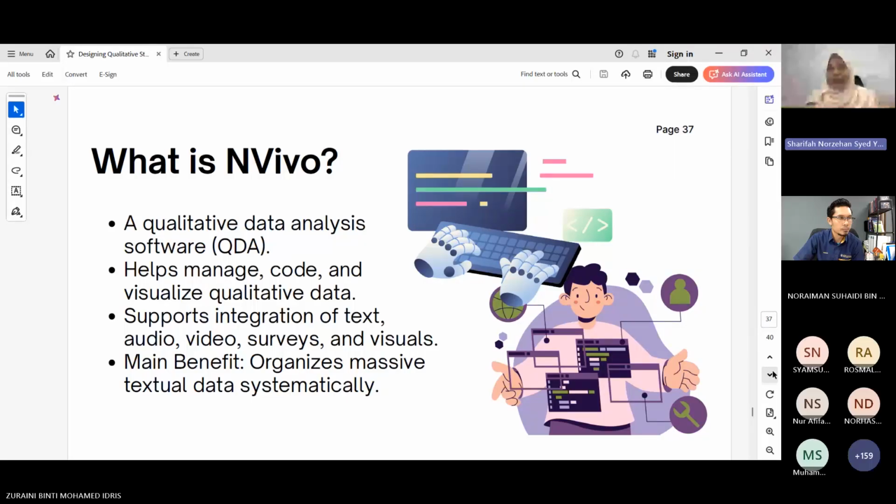So instead of using sticky notes, right, to categorize your themes, same color sticky notes everywhere, at least you do it inside your NVivo. Next.